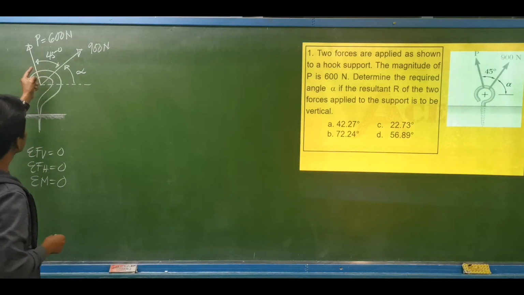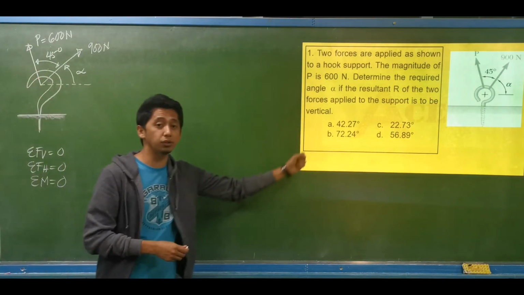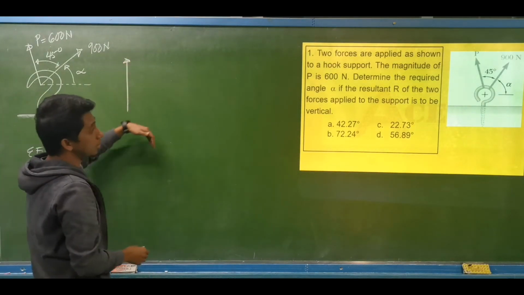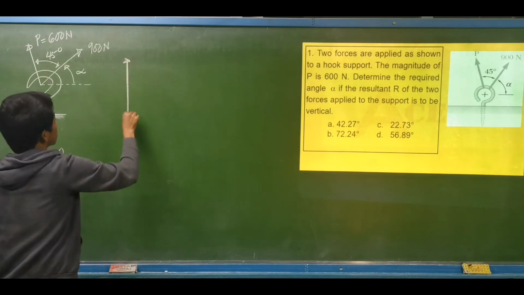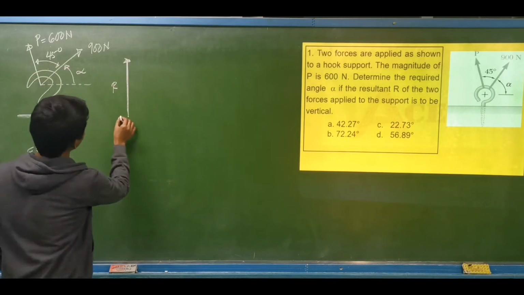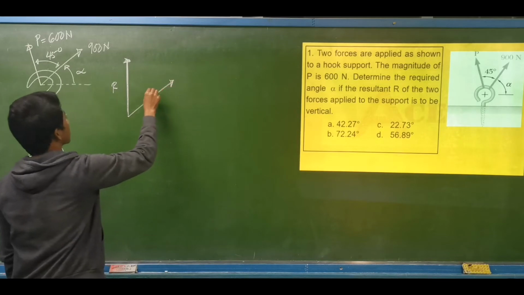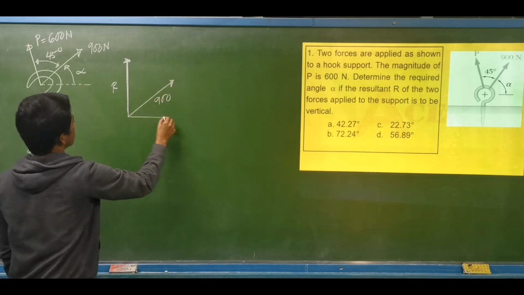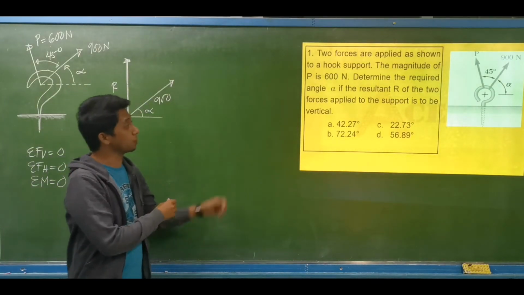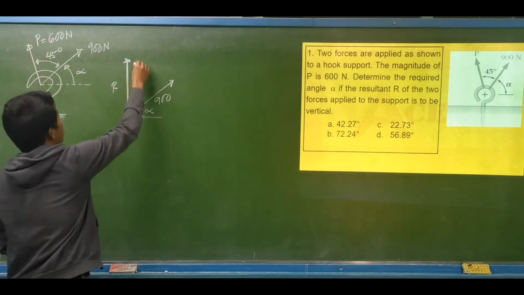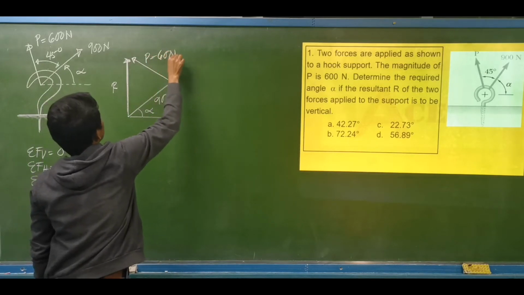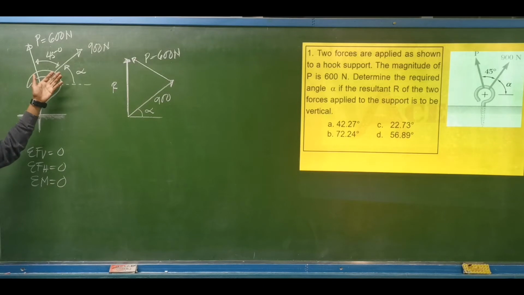So based on the given, let us create a force triangle. According to the problem, the resultant should be vertical. So let's say more likely that the resultant is upward. So let's say this is R. So we have this 900 newtons with respect to horizontal. Its inclination is the angle alpha. Then if we are to close the force triangle, we have the force P. Let's say this is the force P, which is equal to 600 newtons. That will close the force triangle.